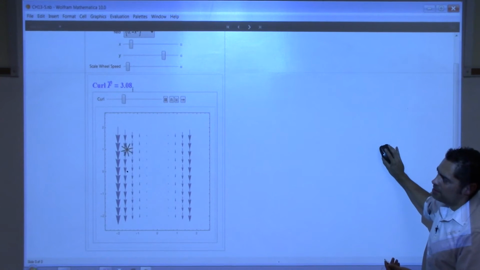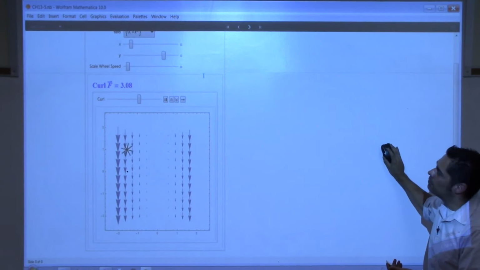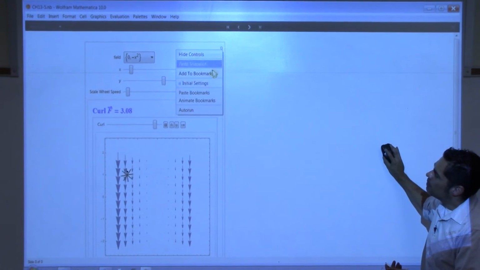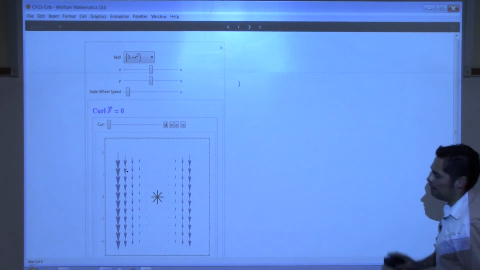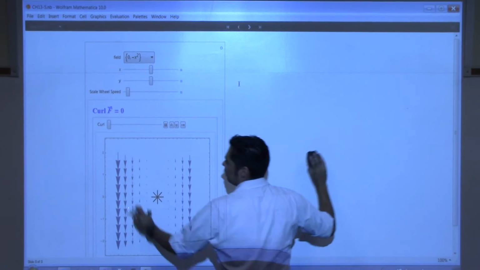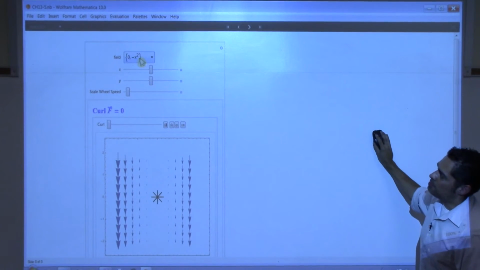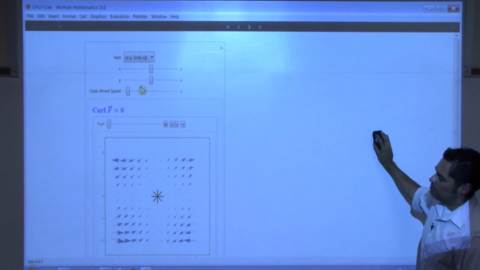Yeah, the curl's exactly the same, 3.08. Initial settings. Go back to the beginning. All right. Now, what if I change the vector field? So that was this. By the way, this was the vector field. I have it where you can change them.